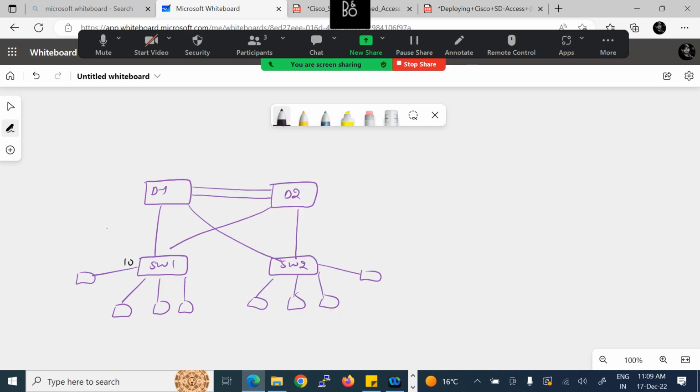Now, these users are in VLAN 10, VLAN 20, 10, 20, 10, 20. The MAC addresses of these users are A, B, C, D, E, F, G, and H. And we are using layer 2 between distribution and access. So what is the problem in layer 2? The biggest problem is broadcast.